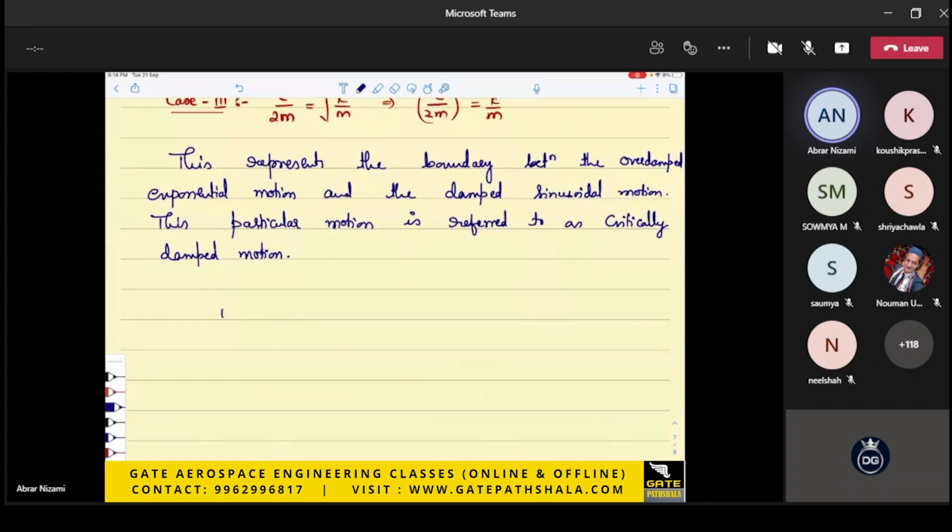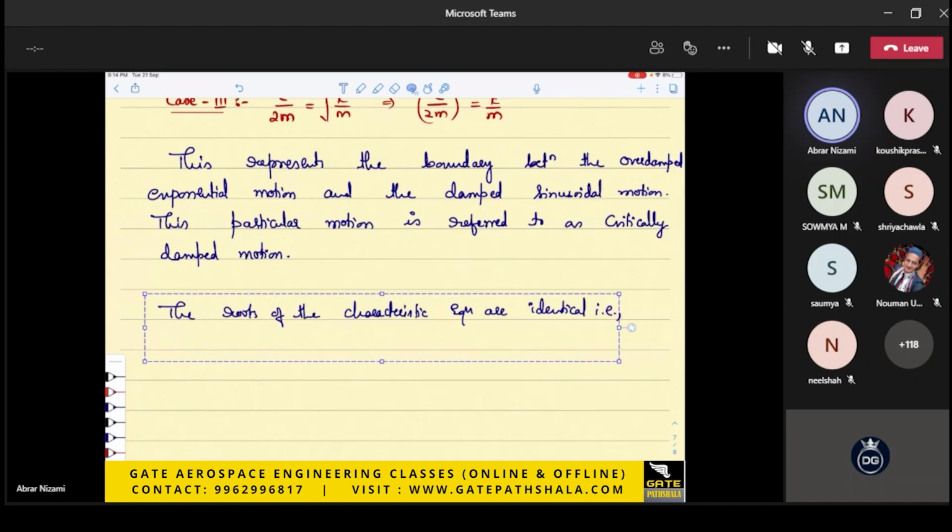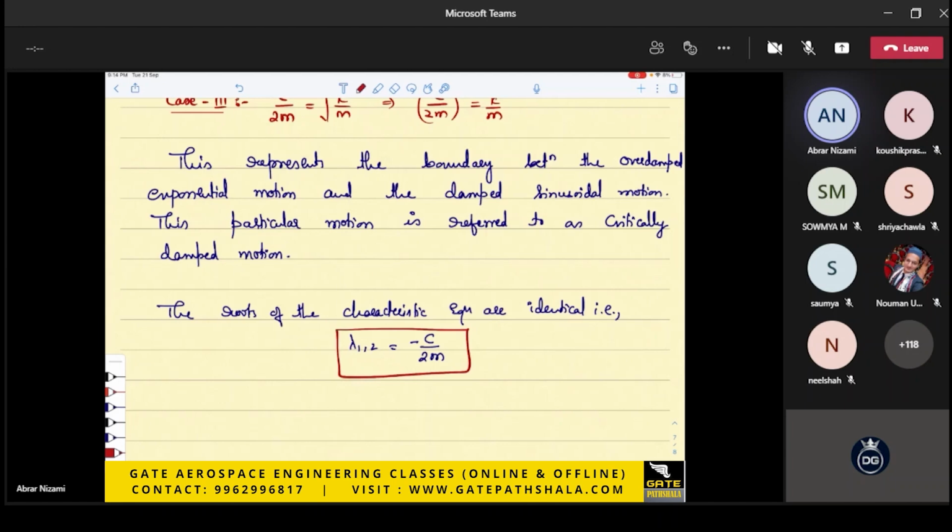Full stop. Next line you write, the roots of the characteristic equation are identical, that is lambda 1, 2 is equal to, so the term inside the root will become 0 and both the roots will become identical to the expression minus c by 2m. Call it equation number 8.